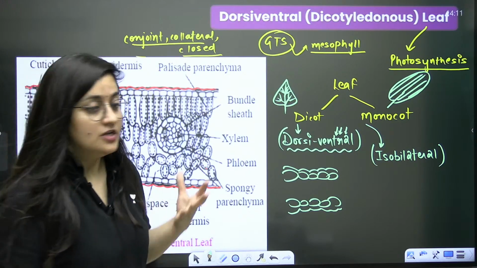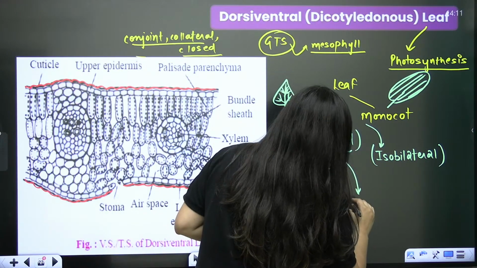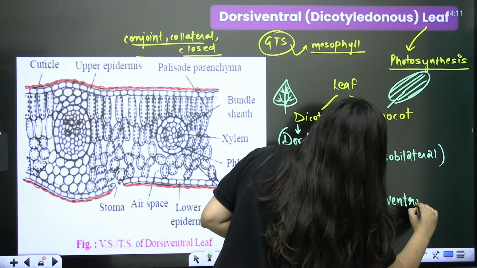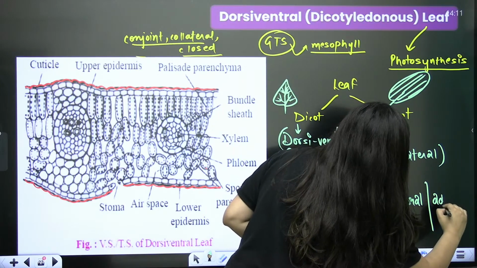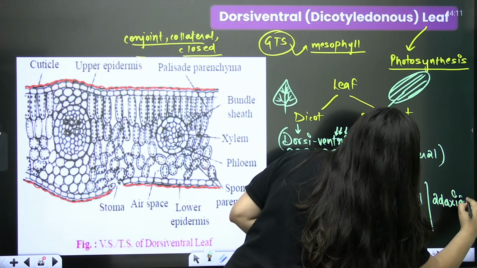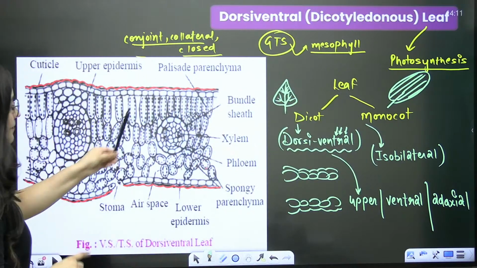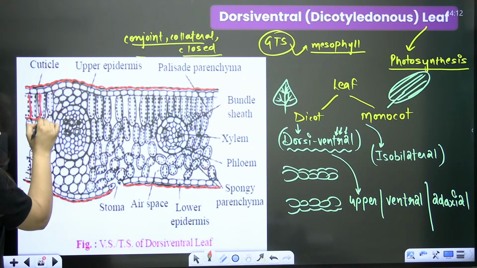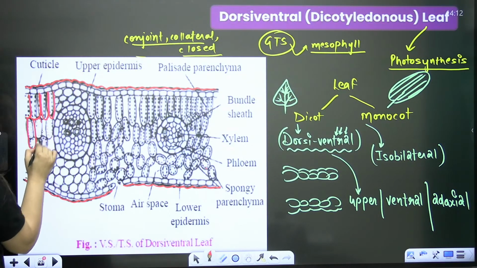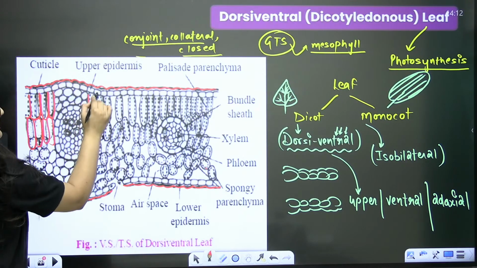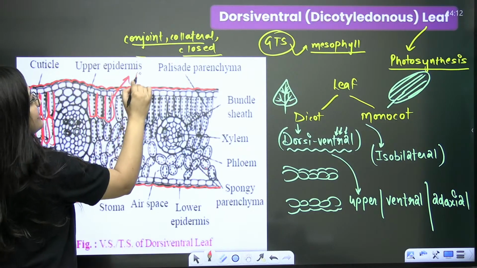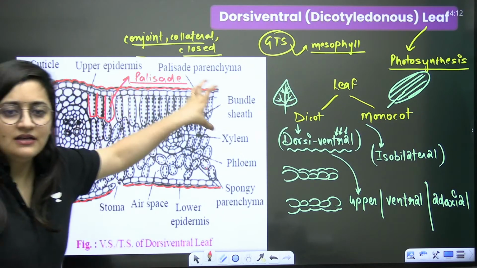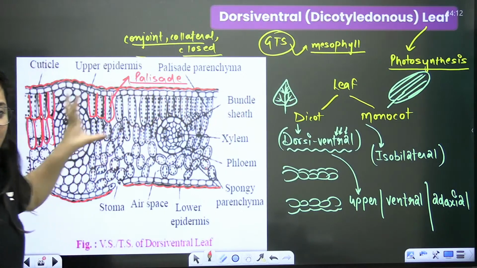In the case of dicot, the upper surface is also known as the ventral surface or the adaxial surface. This is the upper surface. Here, when you look at the mesophyll, two types of cells are there. You can see the elongated cells. This is the palisade parenchyma. What type of parenchyma is it? Palisade. Elongated cells having the chloroplast.